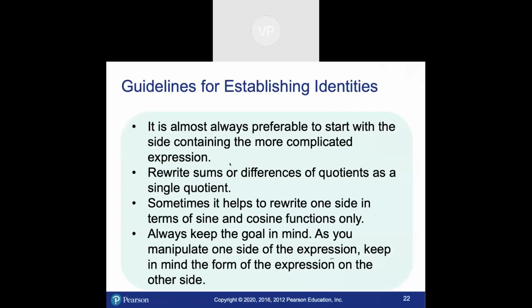Okay, so the last couple slides here, the last slide, they just talk about starting with the complicated side. Try to rewrite these as a single quotient, meaning 2 fractions, try to make them as 1 fraction. If you're stuck, write everything as sines and cosines. And the last part, try to keep in mind what the other side is going to become. So don't be afraid to go back and forth.